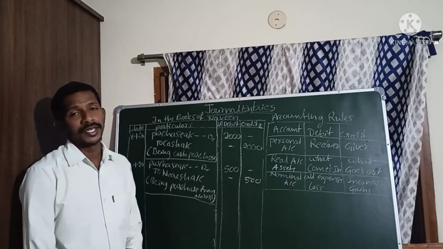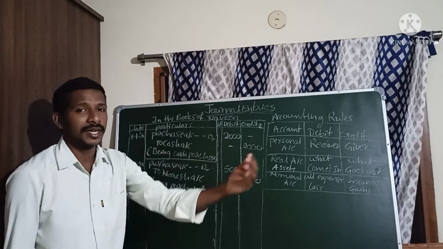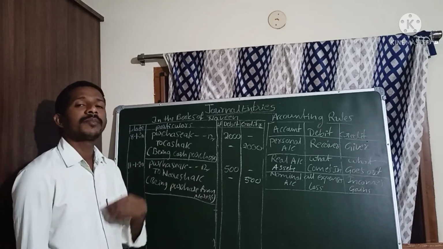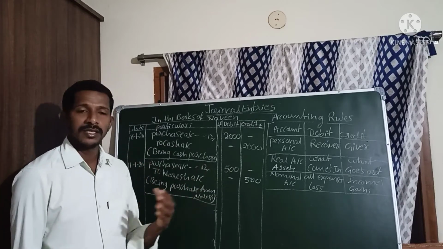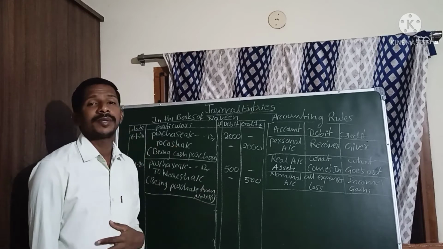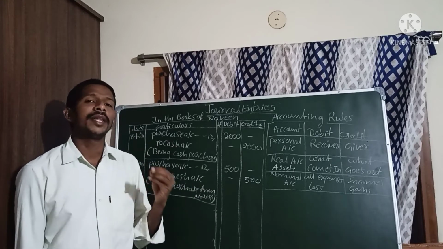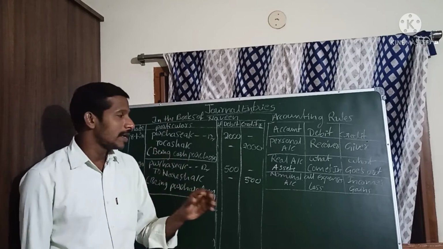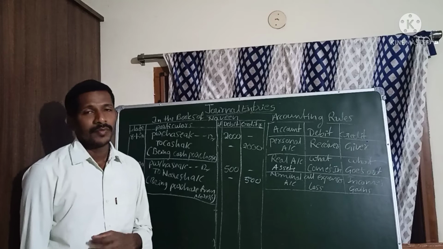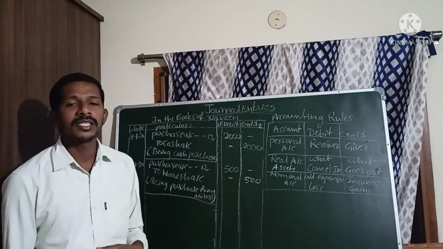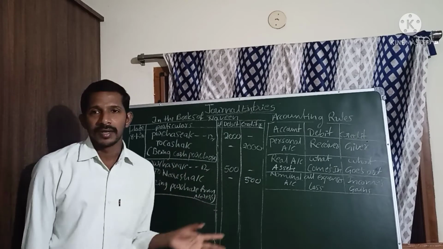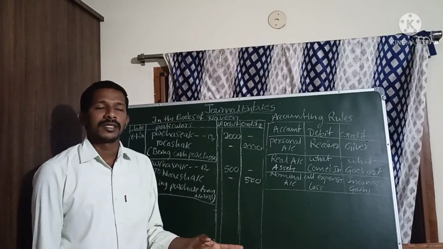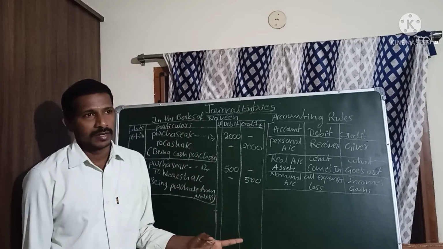Next, we will pay the expenditure. Business will pay expenditure. Business will pay salaries. Business will pay rent. Business will pay rates. Business will pay taxes. Business will pay advertisement expenses. Business will pay many expenditures. Okay. All expenses debit in nominal account. For example, our business is paying salary. Salary is debit. We are paying rent, rent is debit. We are paying advertisement expenses, advertisement expenses is debit.